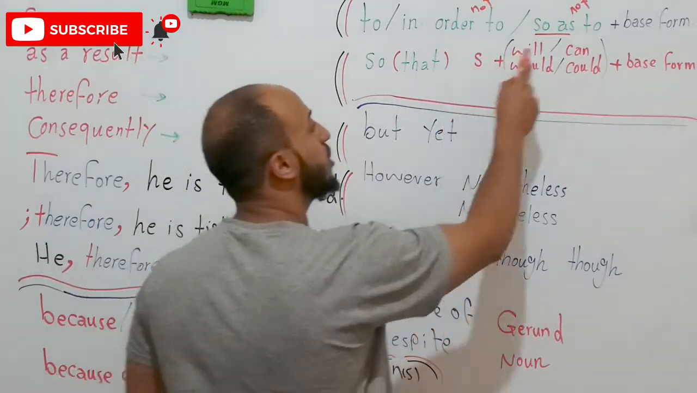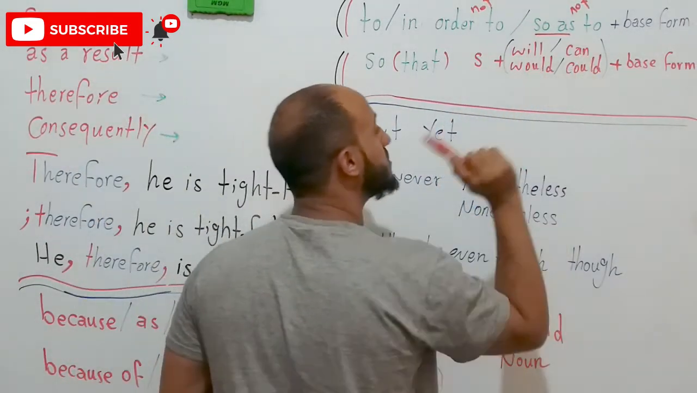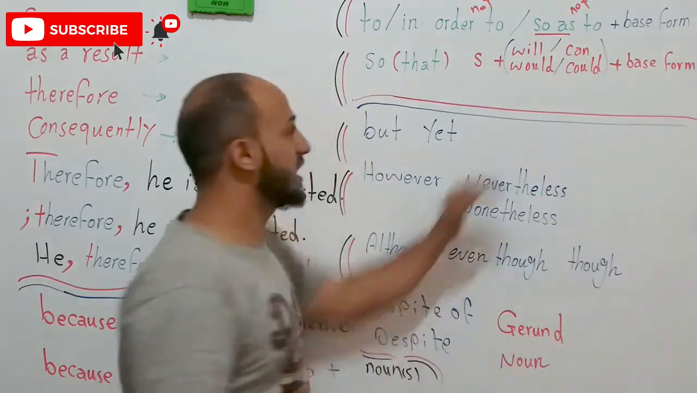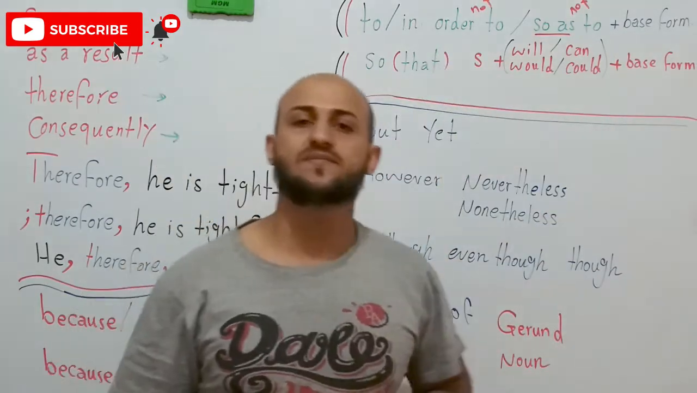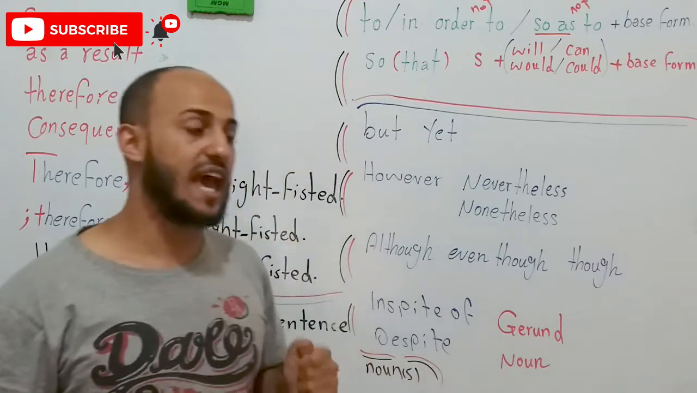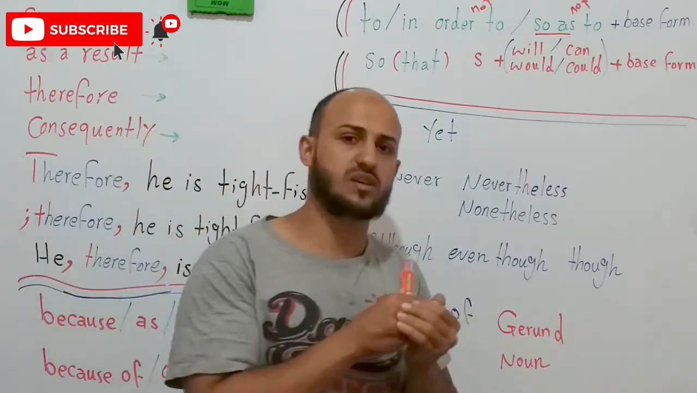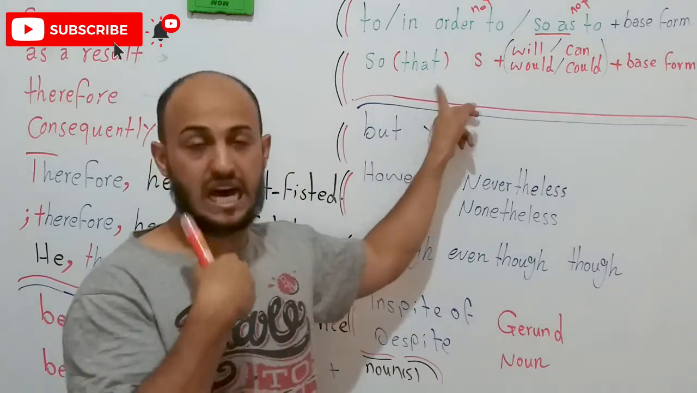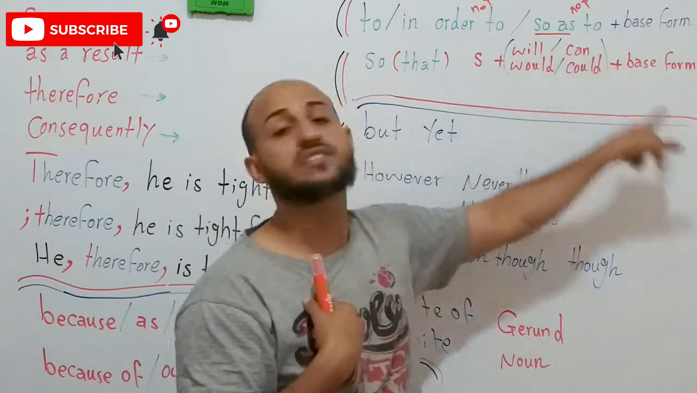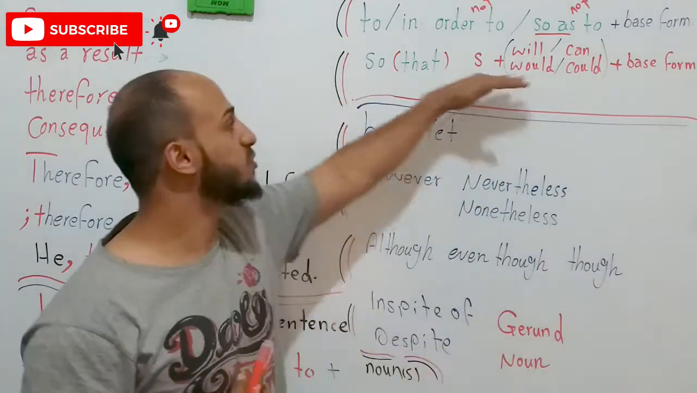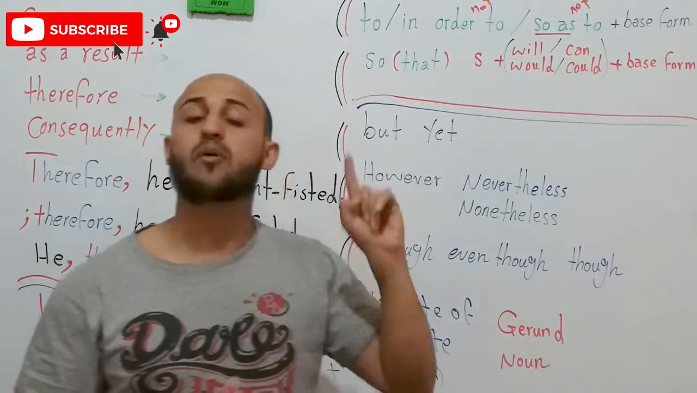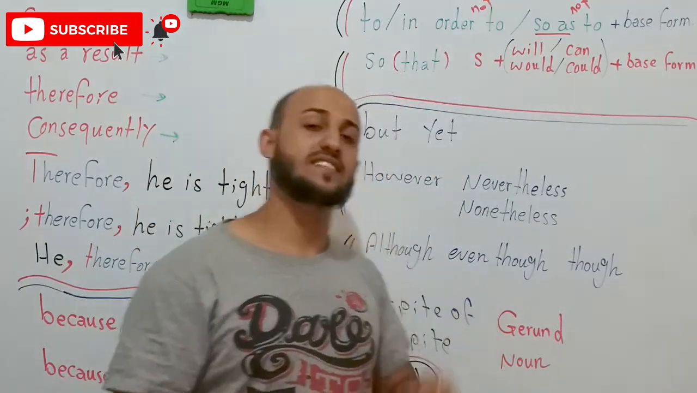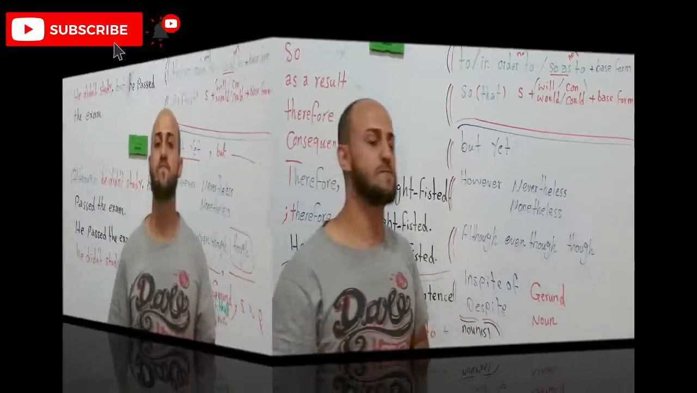You use subject, will, would, can, could, then base form. Here you are showing a purpose. You understand? Like a purpose for something, like I watch your videos so that I can speak English. So this one you are showing what? A purpose. Very good. Now let's go to the last one.